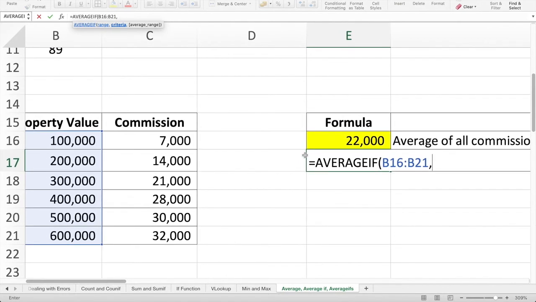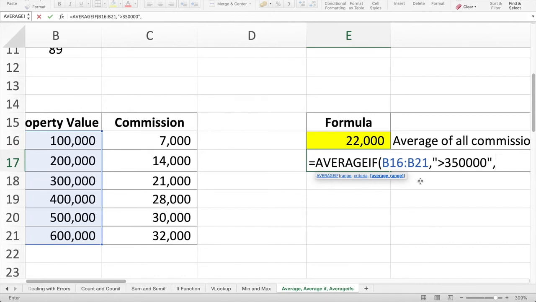Okay, now the criteria, as you can see here, we are now dealing with criteria. The criteria must be greater than 350,000. Okay, then close it with parenthesis. Then next, comma, average range. This is now what will be the range of the data set that we will going to average given our criteria, which is greater than 350,000 based on our range, which is the property value. I hope you get it.